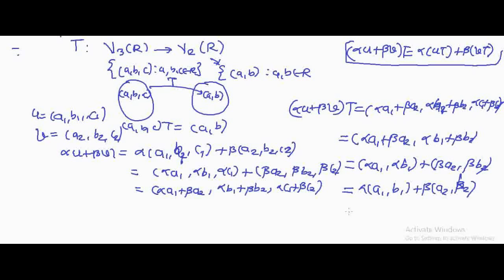So I get this one, and this is nothing but alpha times T of u plus beta times T of v. Now the given condition is satisfied, and hence this mapping is a homomorphism. This is an example of a homomorphism mapping. Now we will see one more example of a mapping.